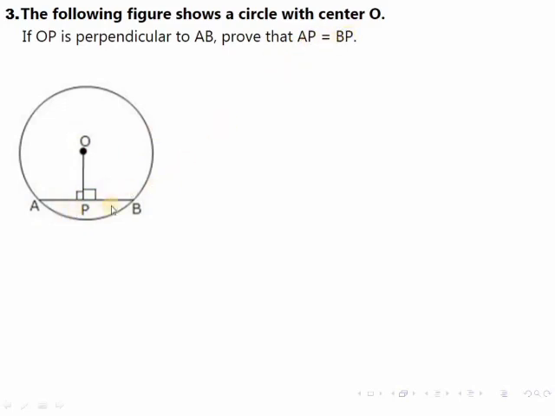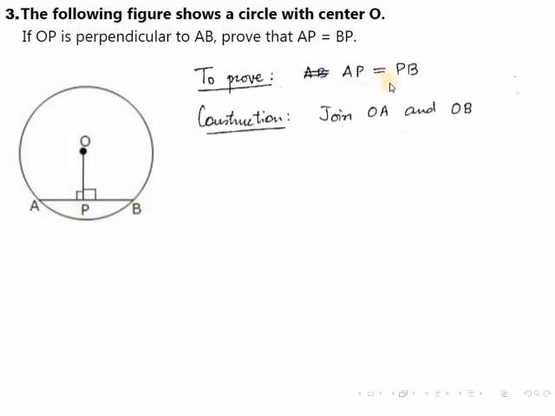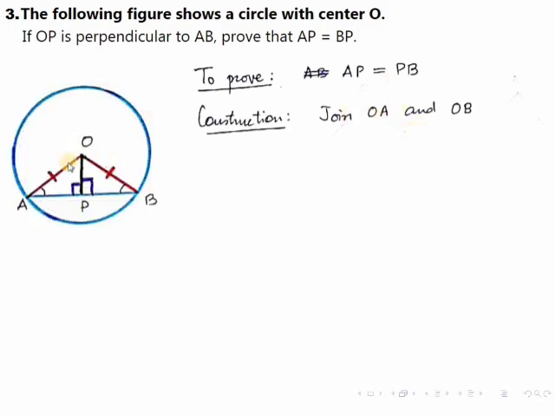So this is exactly the opposite of the earlier question, isn't it? Earlier AP is equal to PB was given, and you were asked to show that OP is perpendicular. But this time OP is given to be perpendicular and you are asked to prove that AP is equal to PB. Okay, so let's see how to do this. We want to prove AP equals PB. Again we'll do one construction. We'll join OA and OB, and after joining you get something like this.